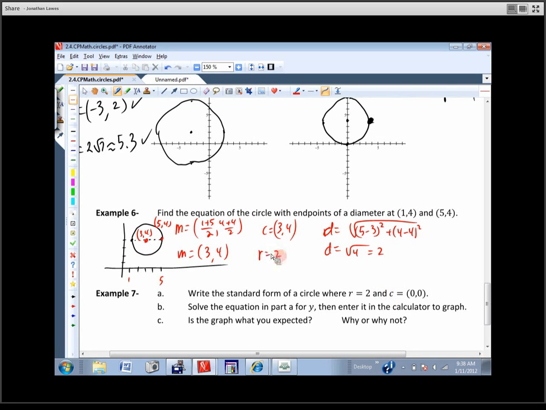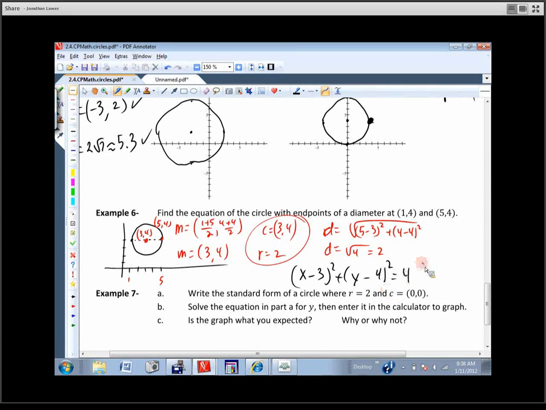And it says find the equation of the circle. There are the two pieces of information that we need. So it's going to be x minus 3 quantity squared, y minus 4 quantity squared equals the radius squared. And what is the radius? 2. We square that, we get 4.